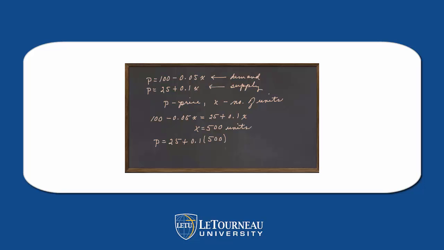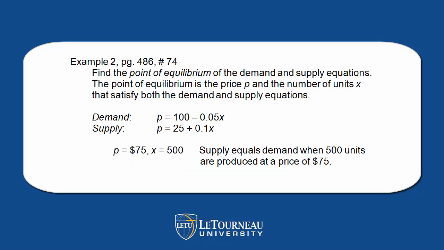So wait a minute here, we get our computation done. And the price that we'll have to set to have equilibrium is $75. So the point of equilibrium comes at 500 units at $75 a piece. Okay, so the price is 75 with 500 units, and that makes demand equal supply.